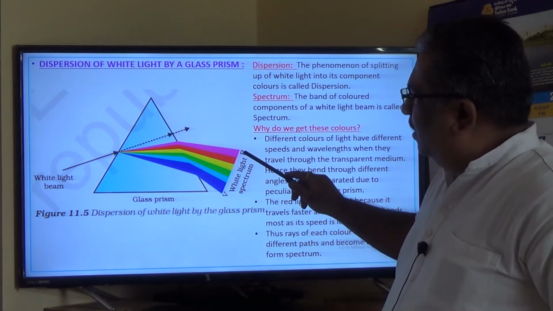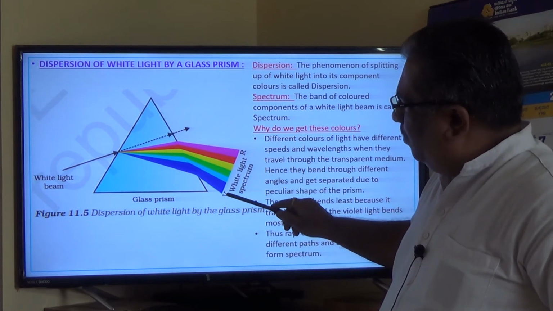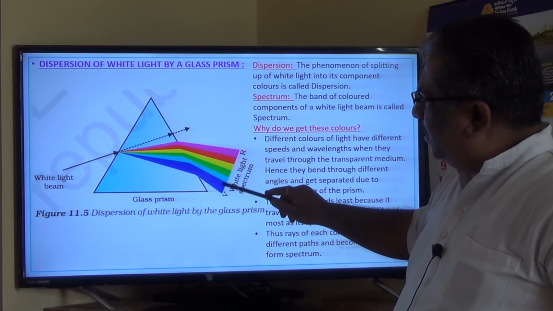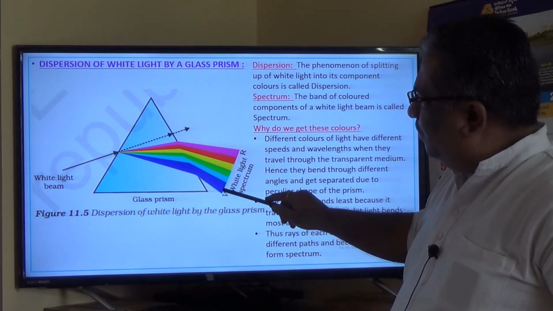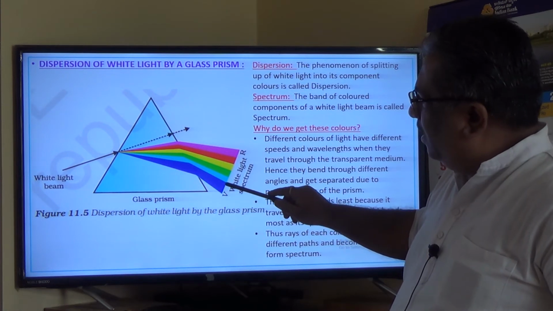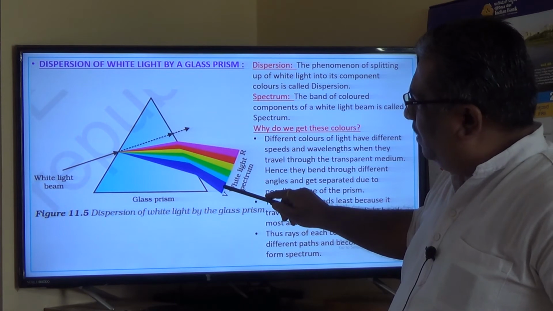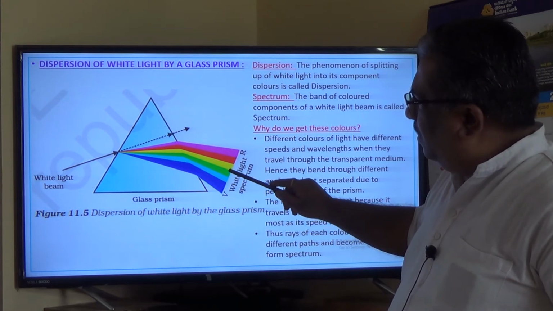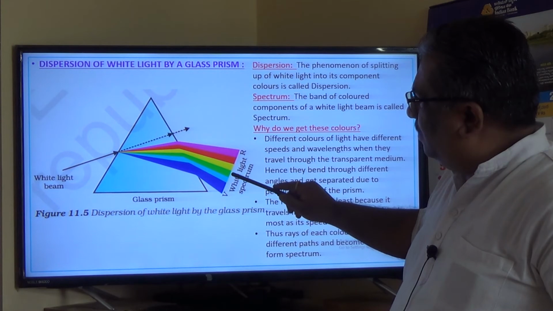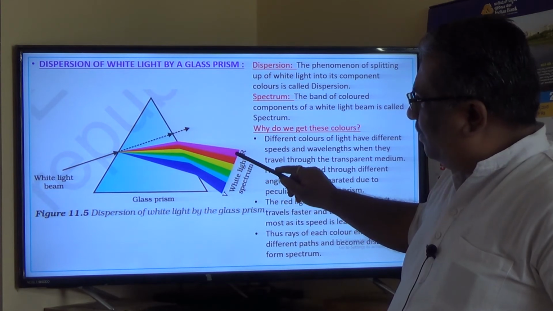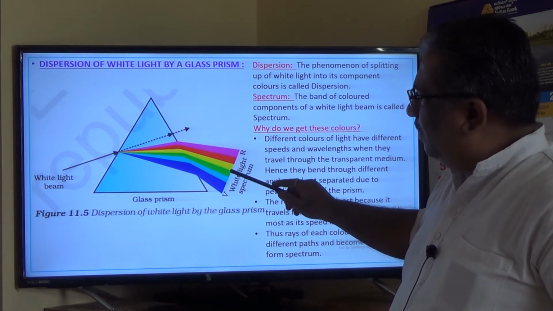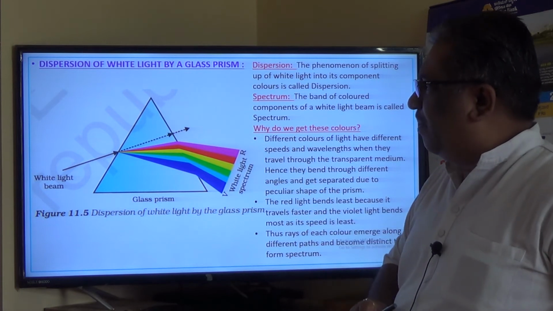Here all the colors are 1, 2, 3, 4, 5, 6, 7. VIBGYOR: violet, indigo, blue, green, yellow, orange, red. VIBGYOR, that is what we should remember.